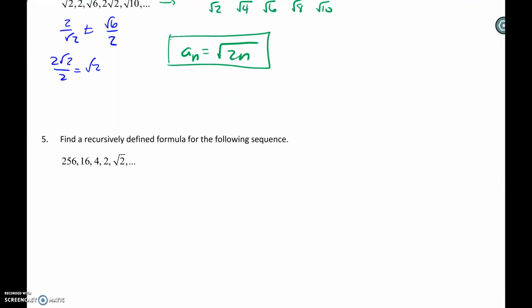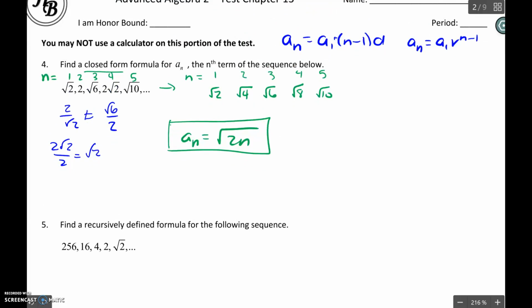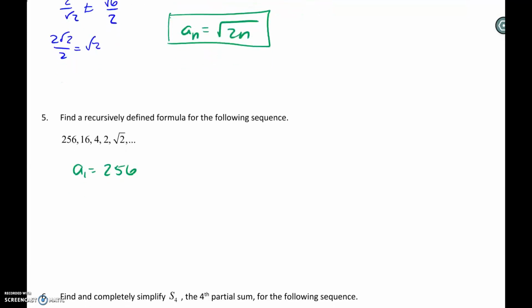The next one asks for recursive. Recursive means you need to have a first term and an nth term formula. So we're not going to use one of these two up here, because those aren't going to give you a recursive form. Those are explicit. So recursive, first thing I'm always going to put as my a sub 1 is 256. So we know we have to put that one. It has two parts to it.